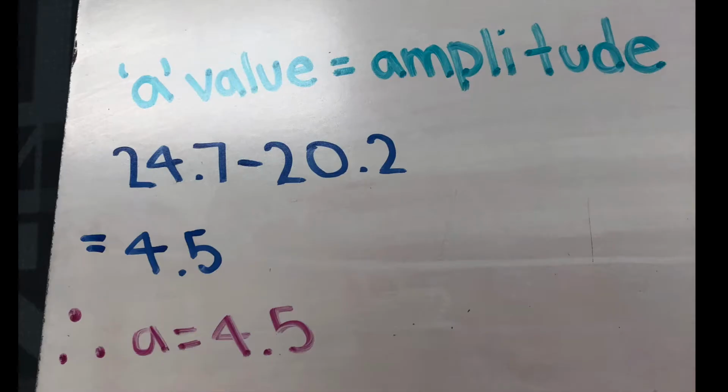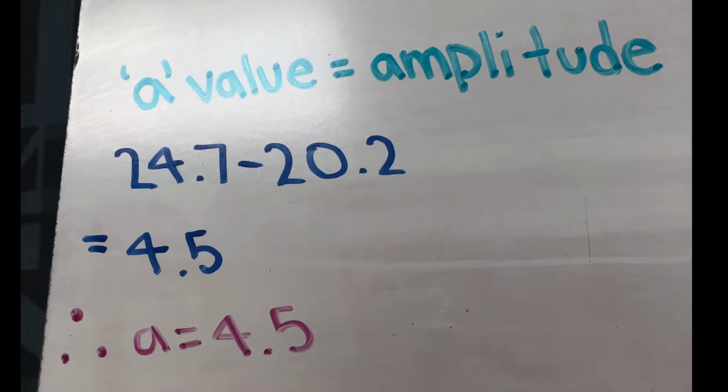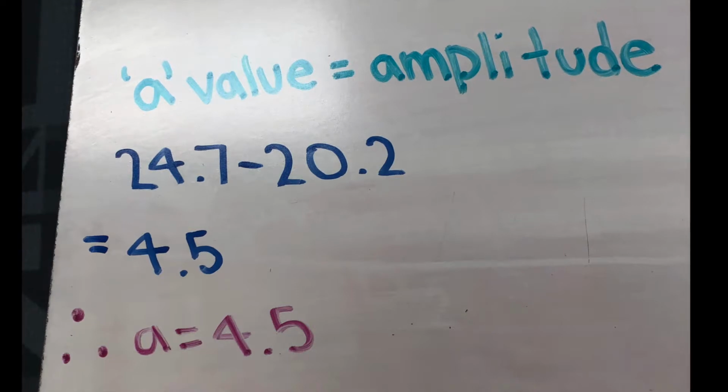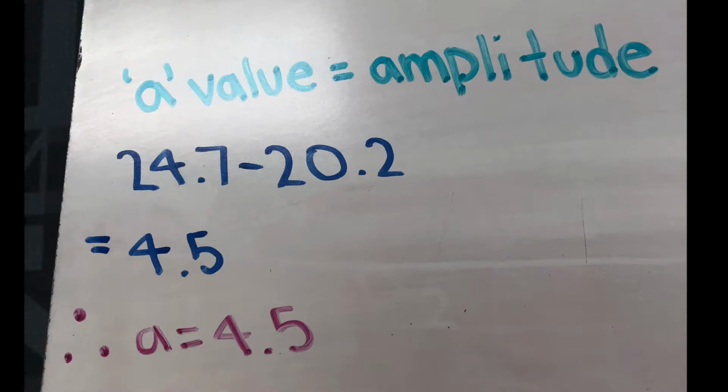Next, we will be looking for the a value, also known as the amplitude. The value of the amplitude can be found by finding the difference between the maximum point y value and the equation of axis, or the minimum point y value and the equation of axis. In this example, we found the difference between the maximum point y value and the equation of axis. The maximum point y value is 24.7 and the equation of axis is 20.2. The difference of this is 4.5, meaning the amplitude is also 4.5.